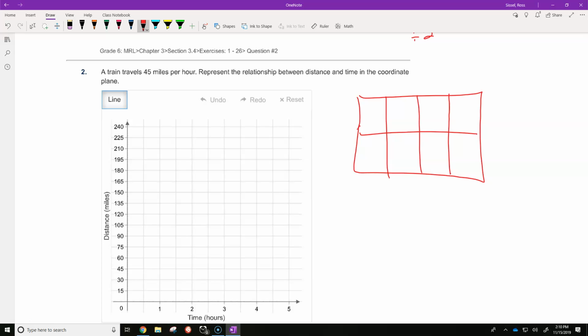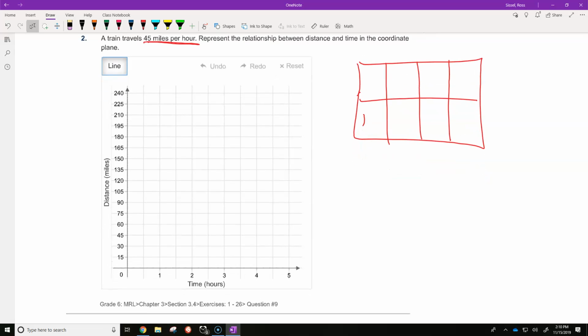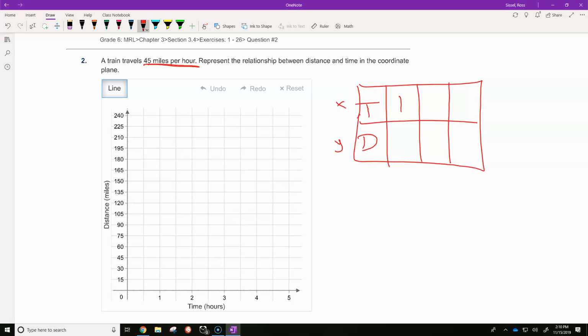This is saying a train travels 45 miles per hour. So I'd say distance on the left, time is on the top. Remember, x, this is y. Distance is y, time is x. So in 1 hour, I'd go 45. You then have to find the other 2.